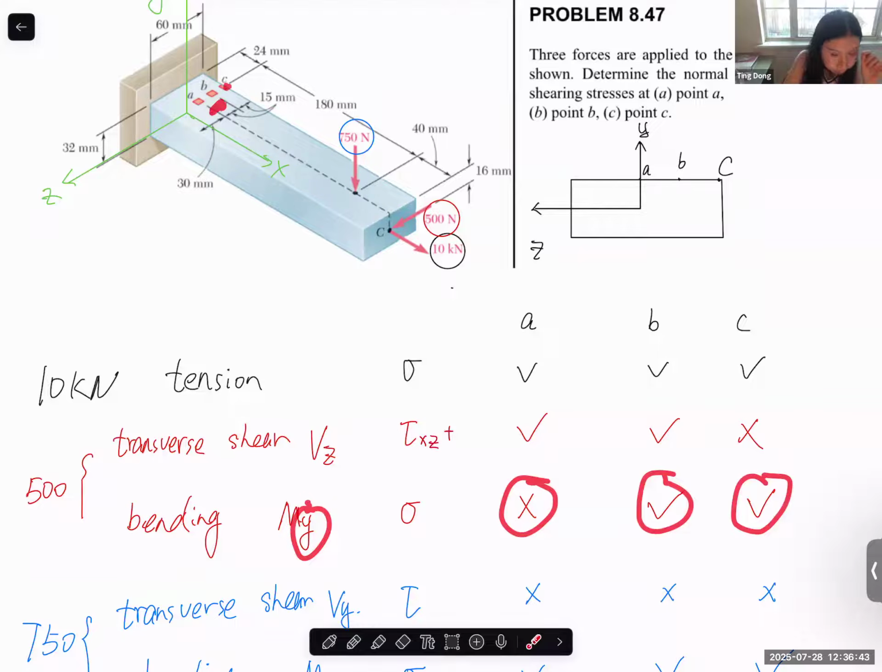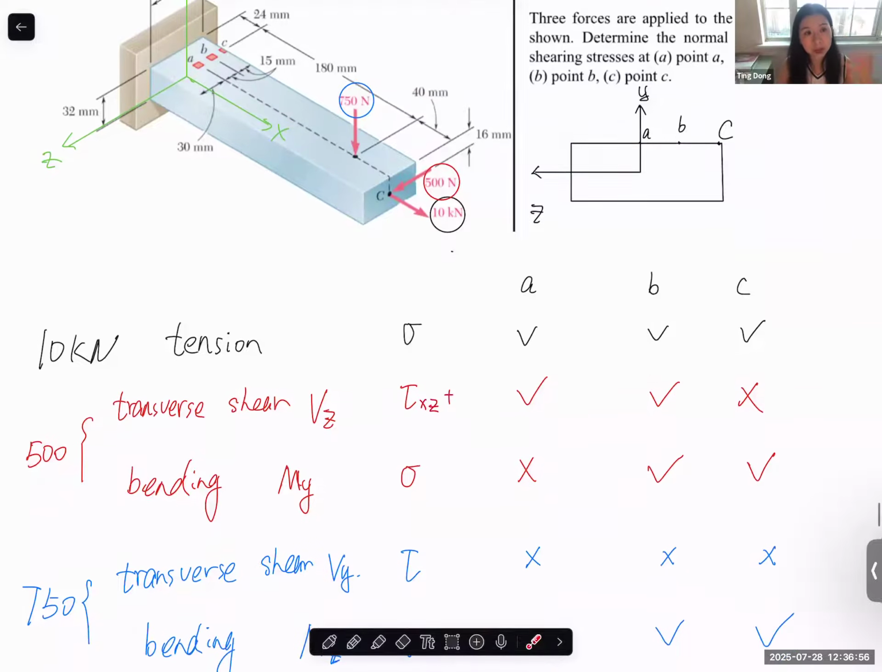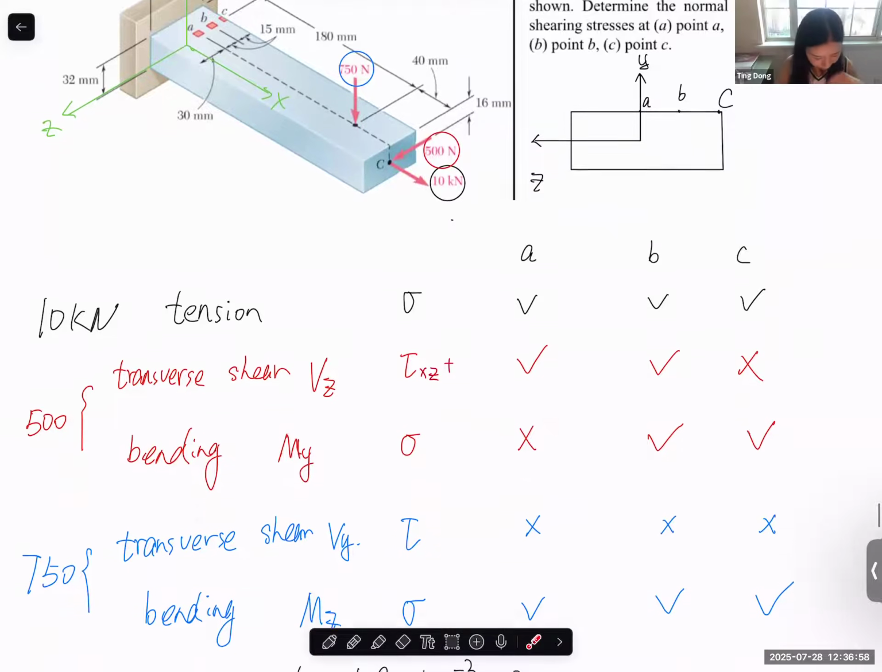Now this distance becomes y, right? The distance between the neutral surface and this B point becomes the y. So of course, this one is much easier to calculate than shear stress, because for shear stress VQ, you consider area, you can consider y bar.